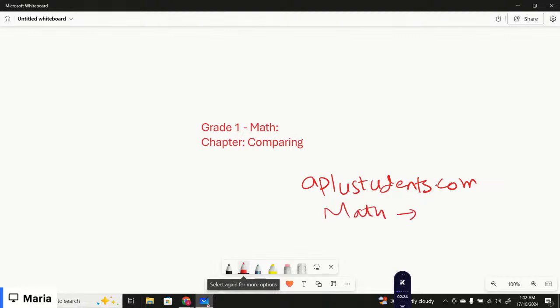From the subject tab, scroll down to grade 1 math and then click on view all lessons. There you can find a list of the chapters. We're going to start with the chapter comparing. Please make sure you have your notebook and pencil so that you can note down the important examples and definitions as well.